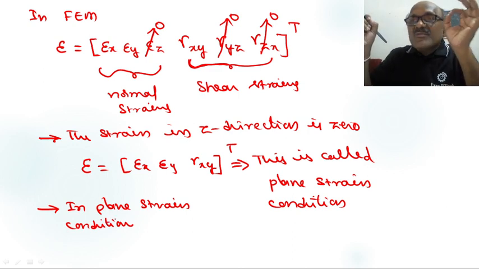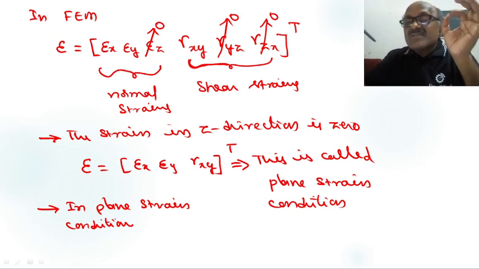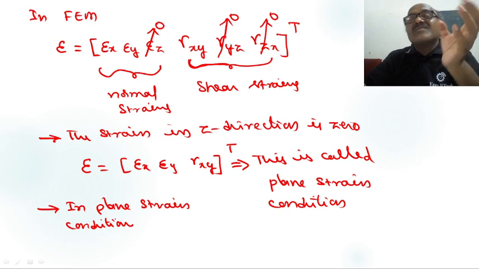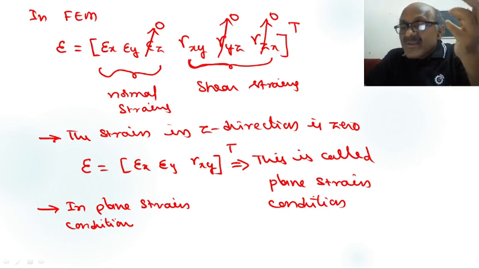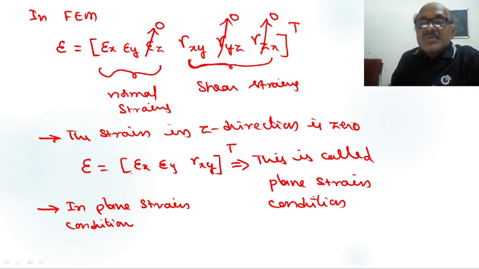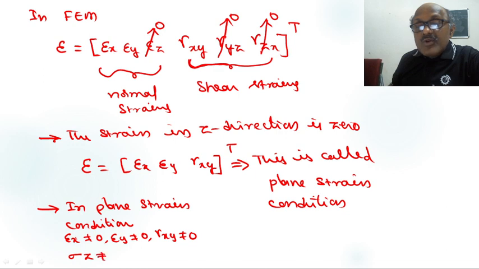what are the strain terms that are 0, and what are the stress terms that are not 0, I will write here. So, epsilon x not equals to 0, epsilon y not equals to 0, gamma xy not equals to 0, sigma z also not equals to 0, my dear students. It is very important.